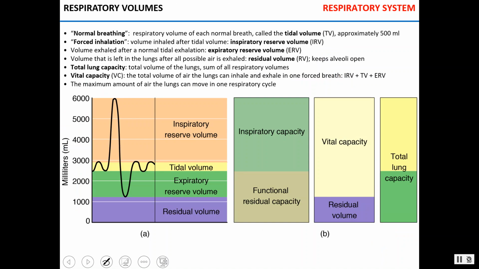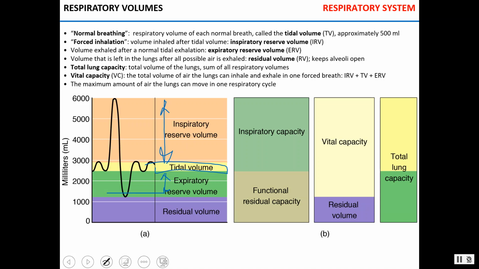Now, human breathing can be characterized by several respiratory volumes. Tidal volume, here shown in yellow, is the volume of normal breathing. Inspiratory reserve volume is the volume that can be inspired on top of the tidal volume. Expiratory reserve volume is the volume that can be expired after normal tidal exhalation. Residual volume is the volume that is left in the lungs after the forceful exhalation.